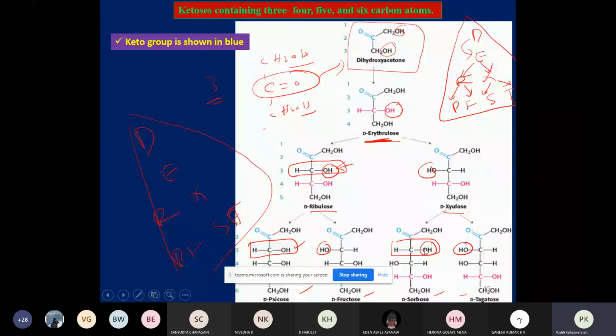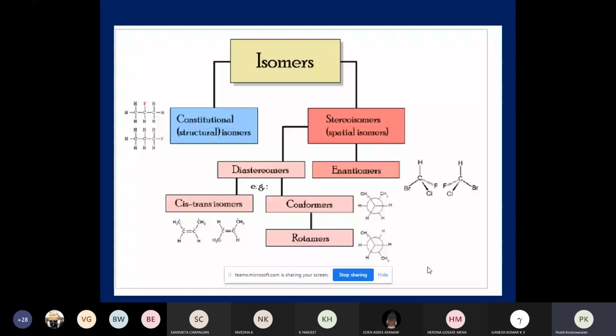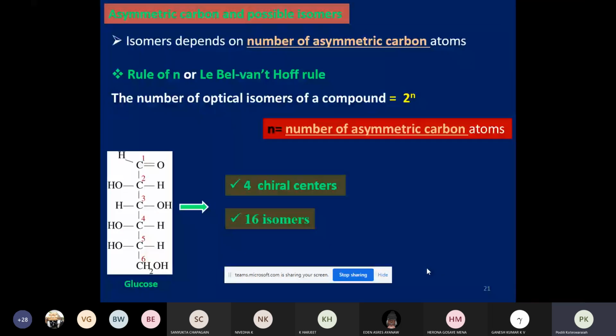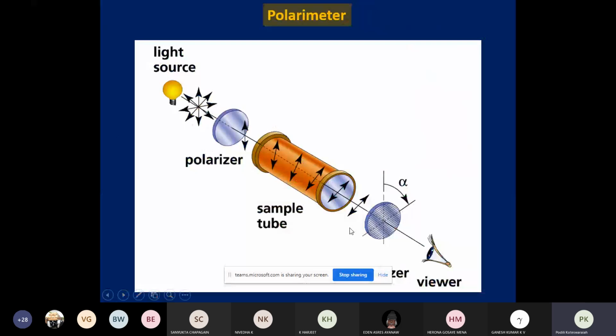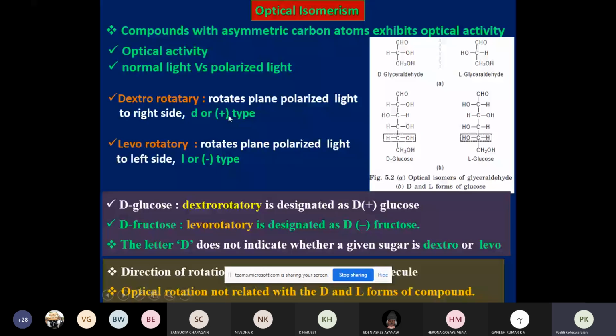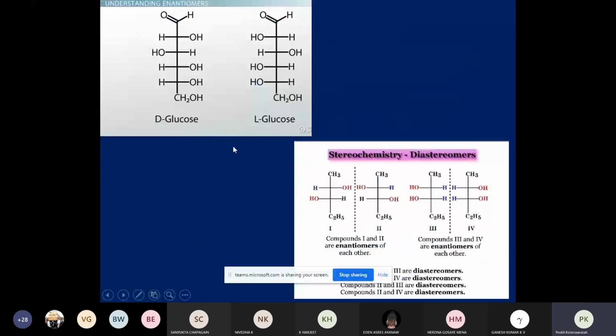Then we discussed the properties of monosaccharides: asymmetry, isomerism, optical isomerism, and stereoisomerism. Then we also discussed what dextrorotatory and levorotatory mean. Dextrorotatory is designated with either a small d or the plus sign. Levorotatory is designated with a small l or the minus sign. And then we discussed what enantiomers and diastereomers are, and then we discussed the epimers.